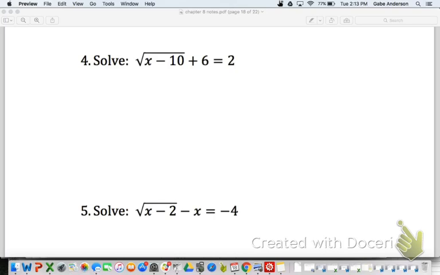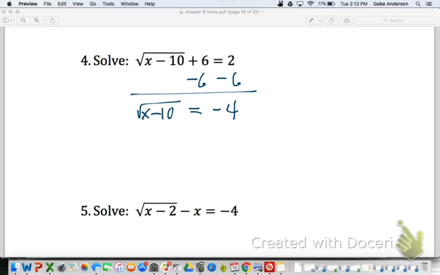Subtract 6, yeah. So subtracting 6 will give us square root of x minus 10 is equal to negative 4. This is actually going to be one of those ones that's a no solution because you can't have a principal square root equal a negative number. But let's take it all the way through to the end. Here's what you might do, because I want to pretend like you're doing a quiz or a test. You might not notice that step.